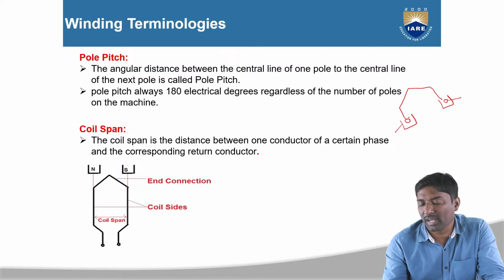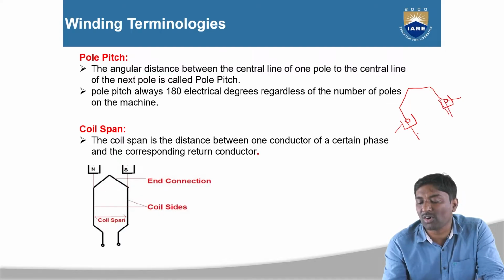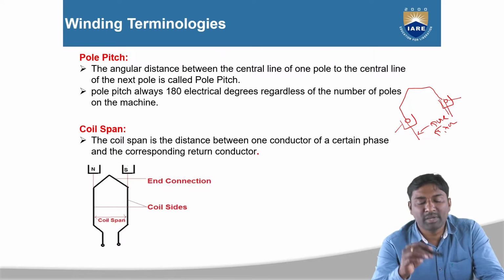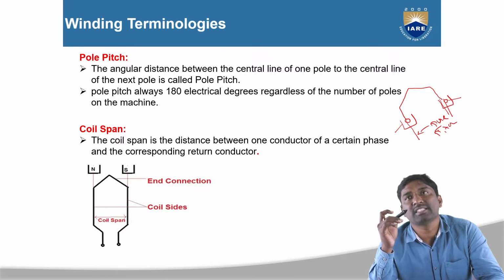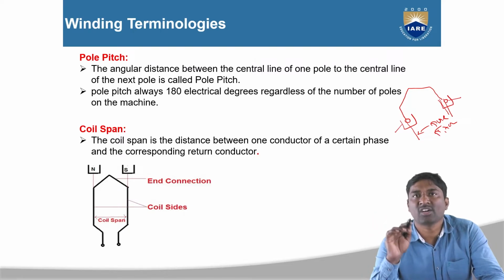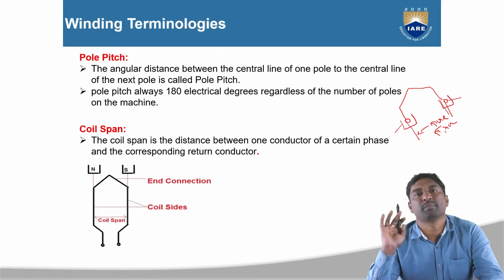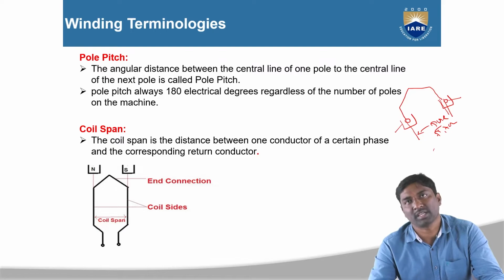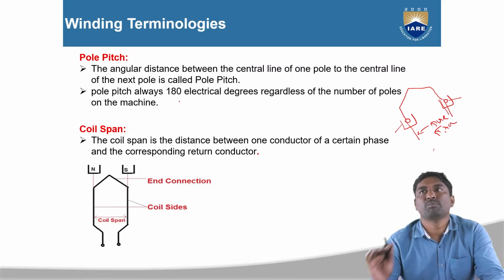So in this singleton coil, the angular distance between the center line of one pole, this is the center line of one pole, to the center line of the next pole, this is the next pole, is called the pole pitch. Pole pitch is always 180 degrees regardless of the number of poles of the machine. So pole pitch is equal to 180 degrees for full pitch. Now this is about pole pitch.